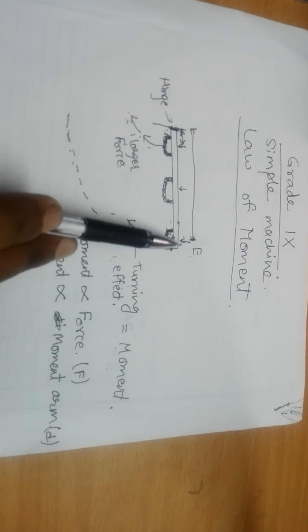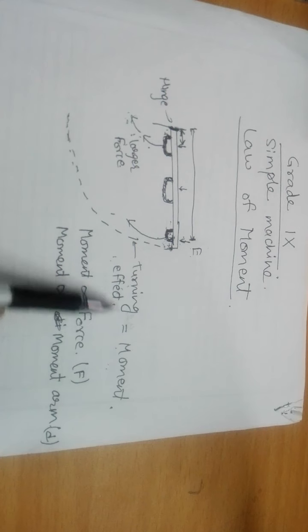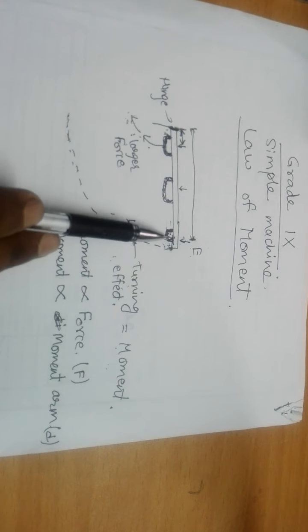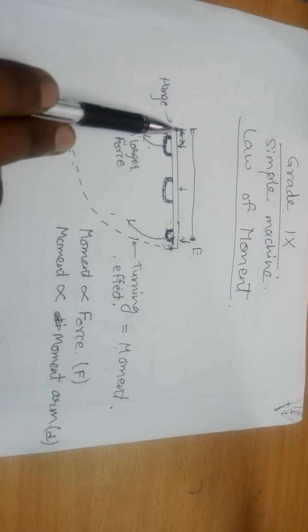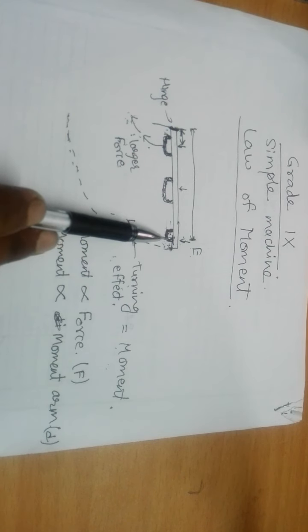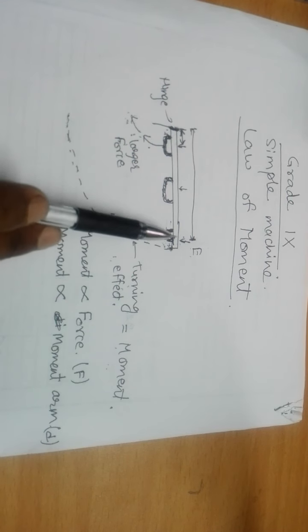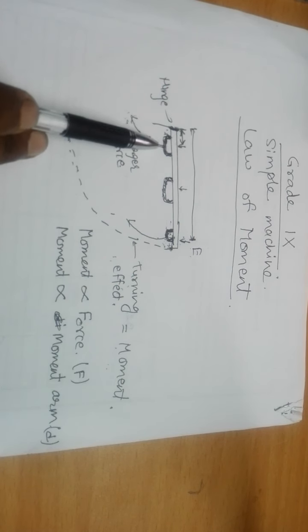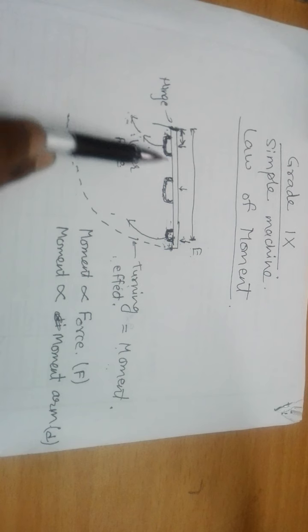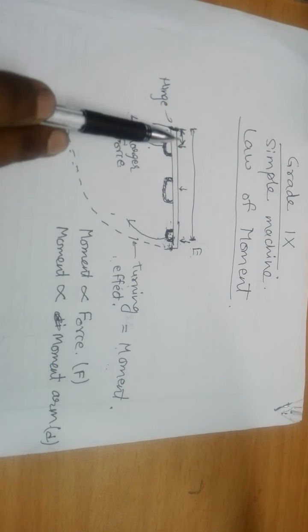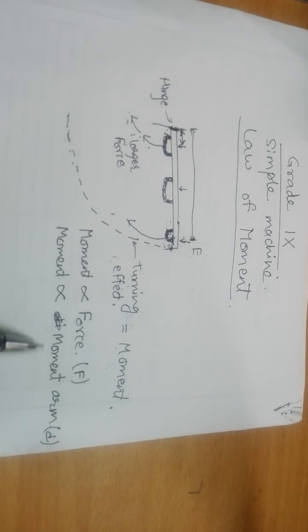Let me explain again. To open the door, you need a certain amount of turning effect, or a certain amount of moment, and that moment primarily depends on the amount of force applied. But if the moment arm is long, then you need to apply less force to open the door. But if the moment arm is short, then if you apply the same amount of force at this position, the door will not open, because that moment will not be sufficient. To produce enough moment to open the door, you need to apply more force if you apply force at this point. So moment depends on two factors, force and moment arm.